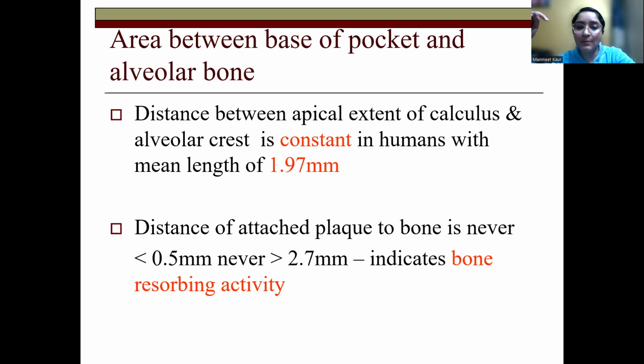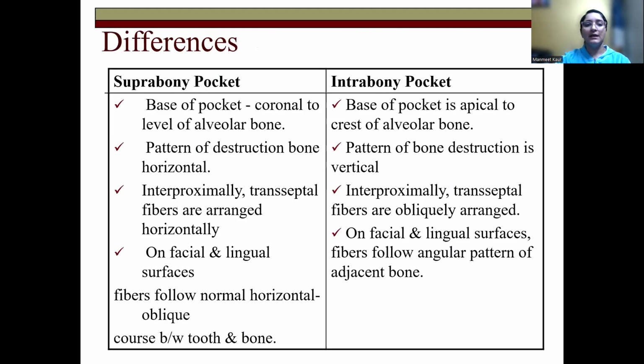The distance of attached plaque to bone is 0.5 mm to 2.7 mm, so this indicates the bone resorbing activity. So never, remove that word. It's not never; it was greater than or equal to 0.5 mm and less than or equal to 2.7 mm. So this is the distance of attached plaque to the bone and it indicates the bone resorbing activity.